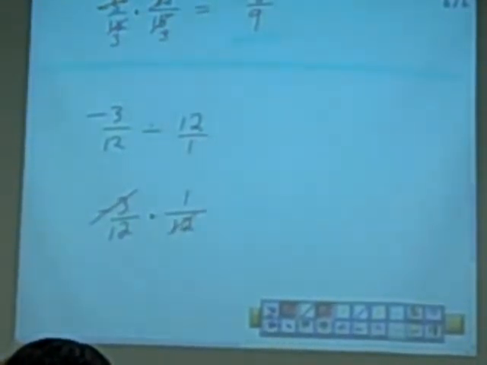Okay? So that would be 4, and then 1. And 1 like that? Negative, good. That's right. We don't want to forget that negative. So our answer is going to be what? Negative 1 over 48. Good. Okay? Questions there?